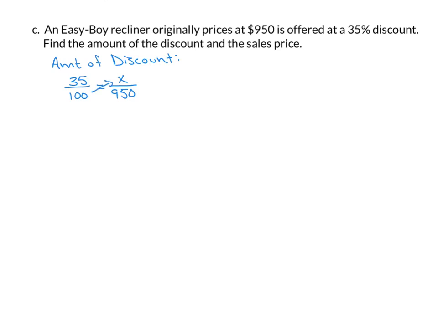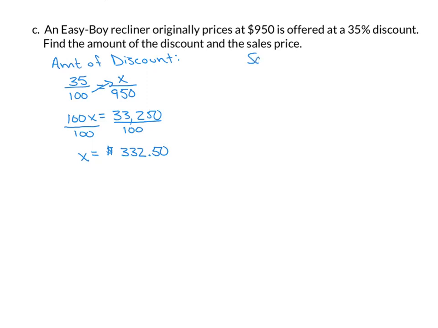All right, if we cross multiply, we get 100x equals 33,250. If we divide by 100, we get the amount of the discount is $332.50.